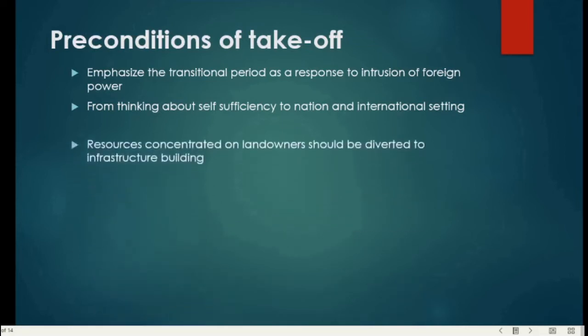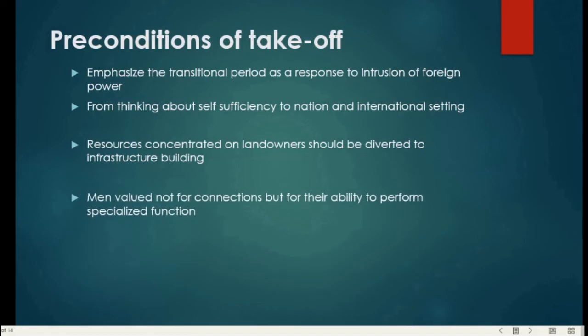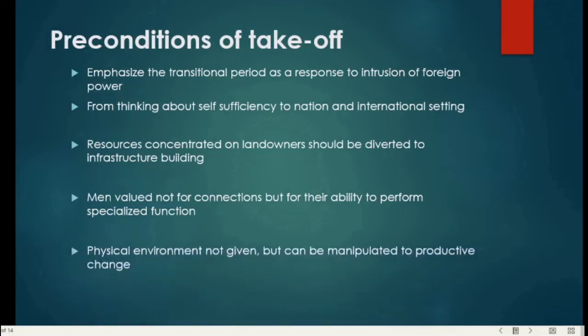And then he talked about how resources are concentrated in landowners' hands, which previously, in an agricultural or rural economy, is where the wealth would be concentrated. These resources should be diverted to infrastructure building instead. And he talks about how men should be valued not for connections with clans or tribes, but for their ability to perform specialized functions. And then he said there should be a change of mentality, that the physical environment is not given, but can be manipulated to productive change.